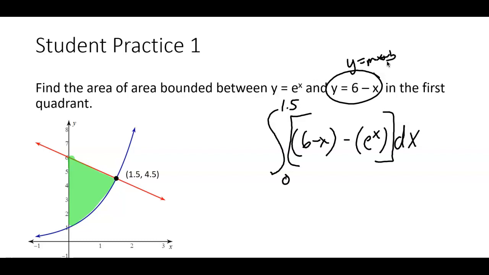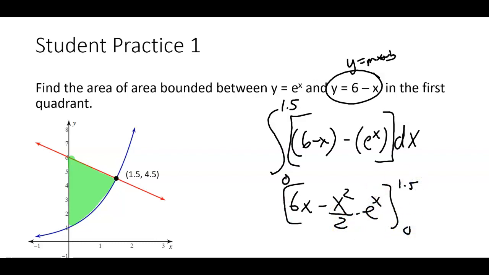All right, so there it is. And once again, you could work it out by hand. Hopefully that wouldn't be too hard for you guys. Hopefully you understand the integral of 6 is 6x. The integral of x is x squared over 2. And the integral of e to the x is just e to the x. And then it's really just as simple as plugging stuff in.